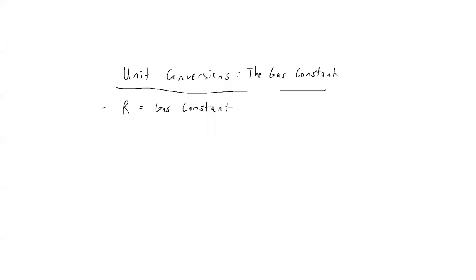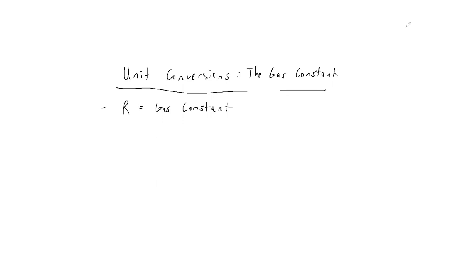All right, so welcome to the fifth video on dimensional analysis. This is going to be continuing the previous conversation about unit conversions, but we're going to specifically talk about one case, which is the gas constant. So in chemistry, you'll see a lot of times this R thing pop up, which is a big capital R, and that's the gas constant.